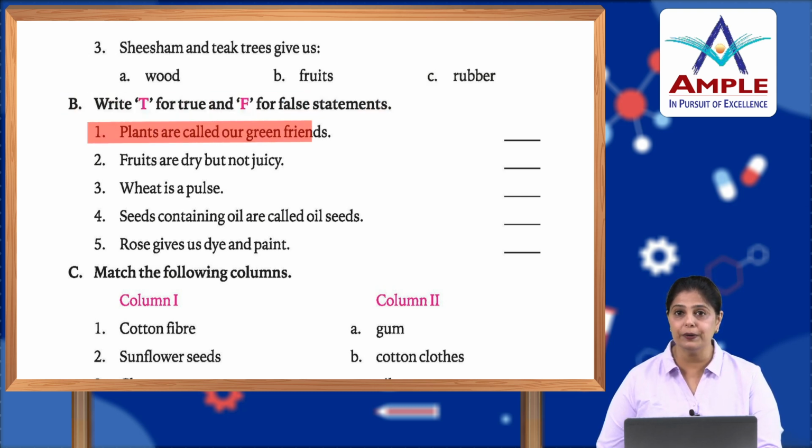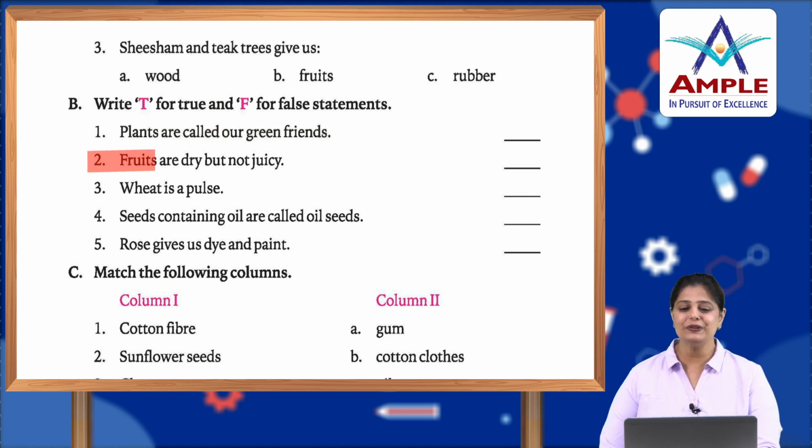Write T for true and F for false statements. Plants are called our green friends. Absolutely true. Fruits are dry but not juicy. That is false. We do have dry fruits, but most of the fruits are juicy. Wheat is a pulse. Is it true or false? False. It is a cereal.